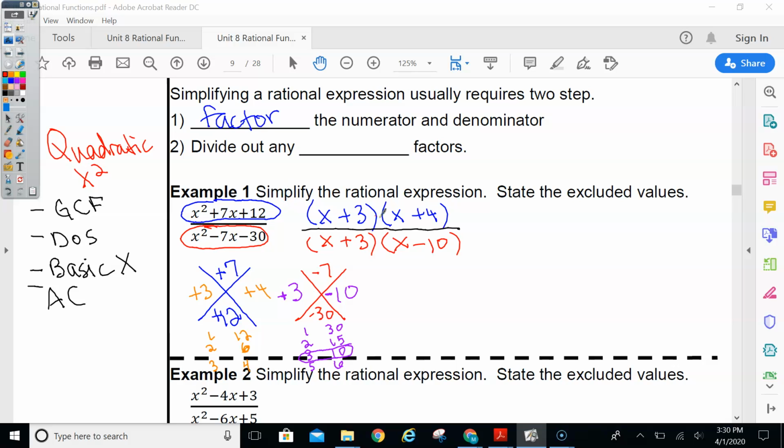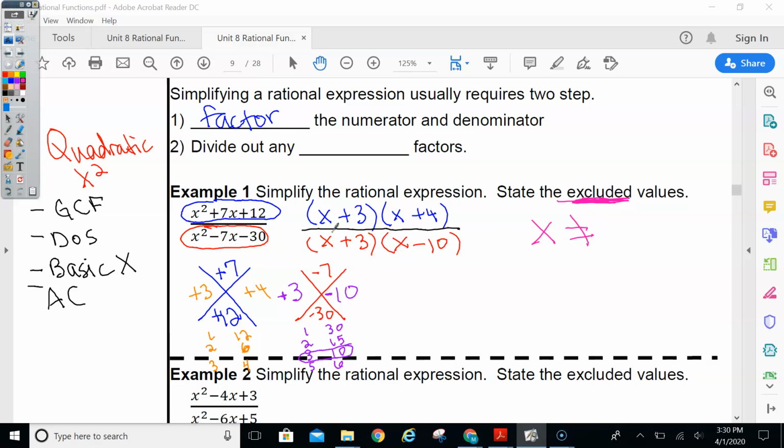So we're not done simplifying because we've got to cancel out the common factors. But before we start canceling, I'm going to do this part over here that says state the excluded values. The excluded values are the numbers that make the denominator 0. So that's what x cannot be.